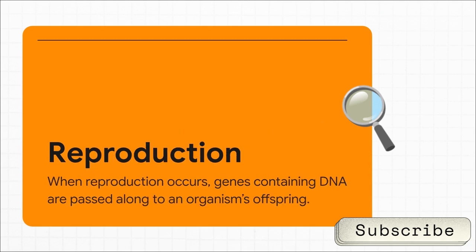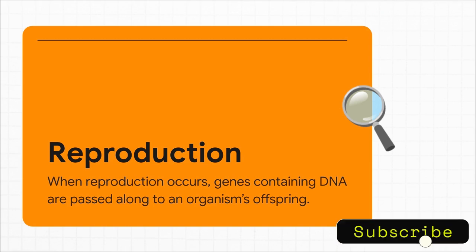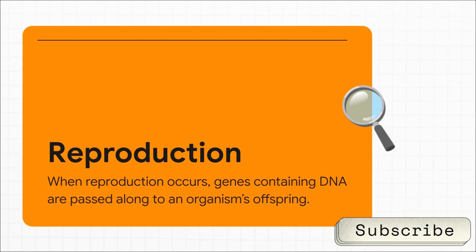Okay, number 3 is a huge one. You probably guessed it. Reproduction. Life makes more life. But it's not just about making copies. It's about passing down the genetic instruction manual, the DNA, to the next generation. That's what ensures dogs have puppies and not, well, lizards.